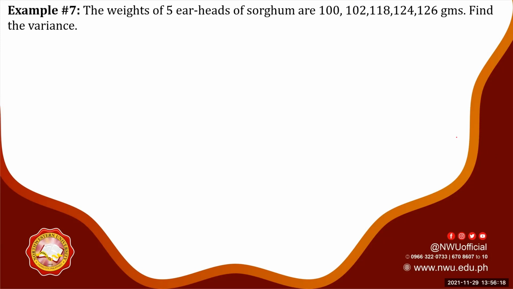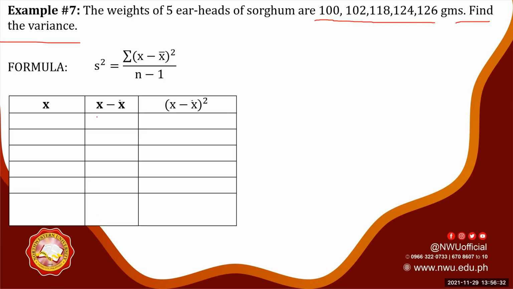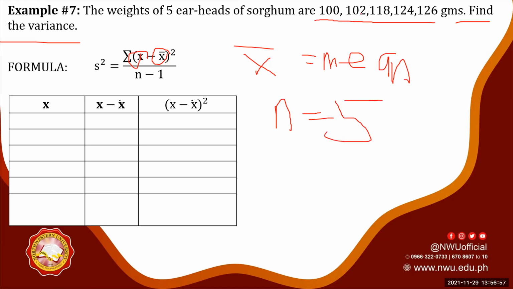So, if you are given the ungrouped data na 100, 102, 118, 124, and 126, and you are tasked or asked to find the variance, ang una mong gagawin is to plot them on a table. So, yan yung magiging X mo. So, what you need here in our formula is, of course, get your X. Ang X dito ay yung given. And you need here this, and you know what this means. This is your mean, yes. And you need your N. Or N is just the number of items, which is your 5.